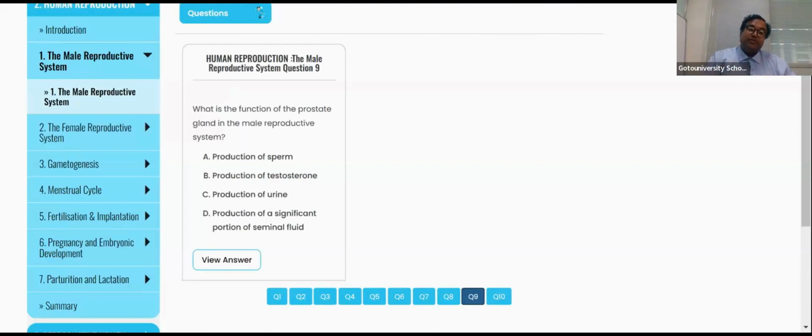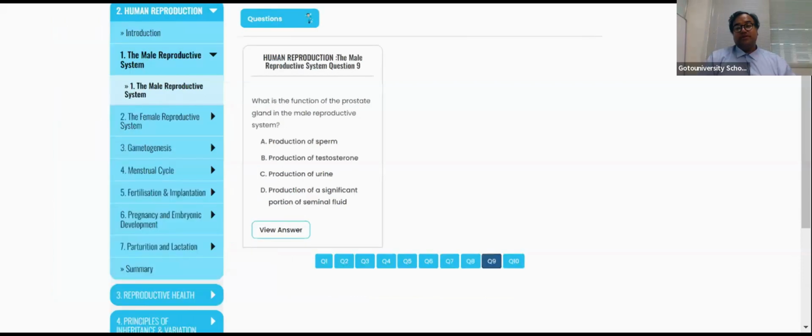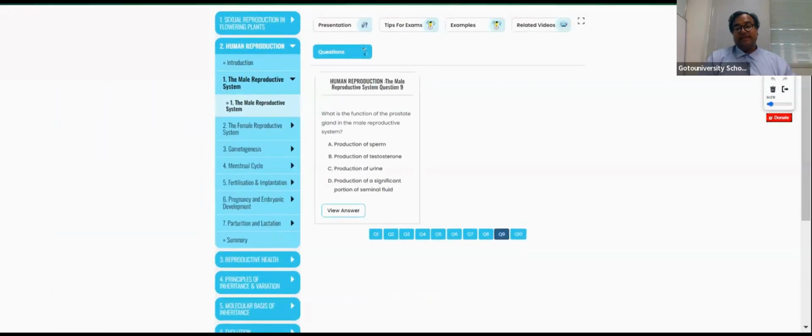If you're talking about the prostate gland function in the male reproductive system, it is not the production of testosterone, of course, no urine, no sperm. Here, production of what? Seminal fluid. As I already told you long ago, seminal fluid is also called seminal plasma. Again, I'm repeating, seminal fluid is also called seminal plasma.